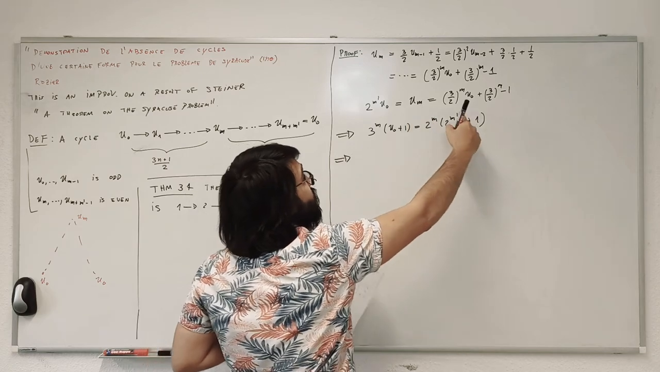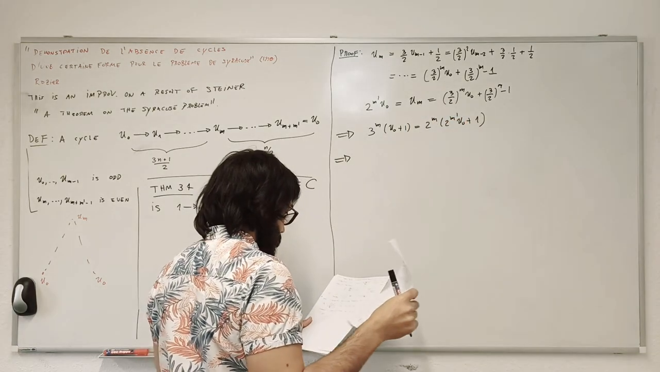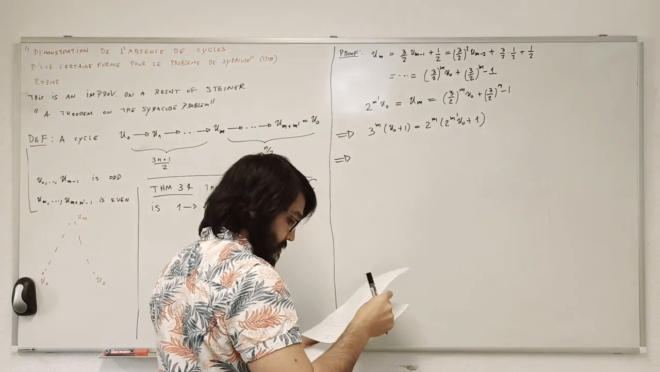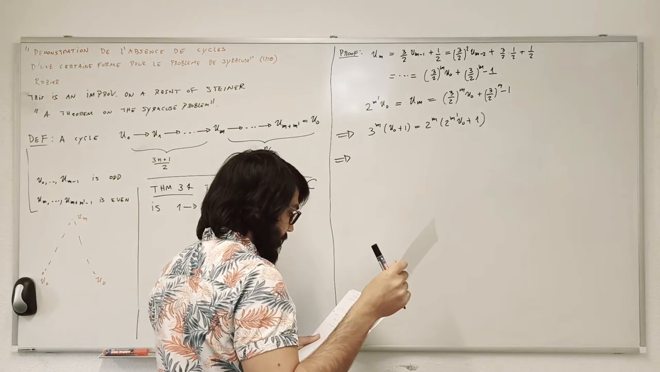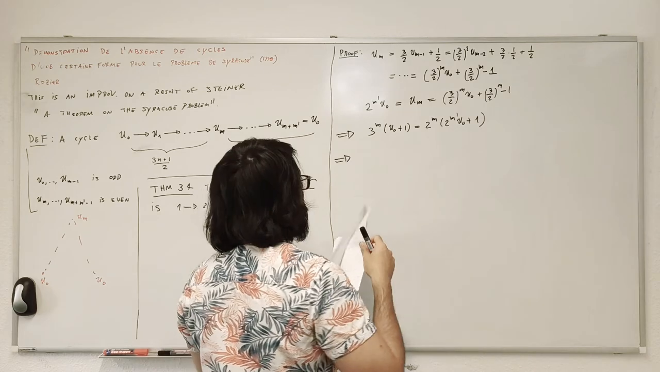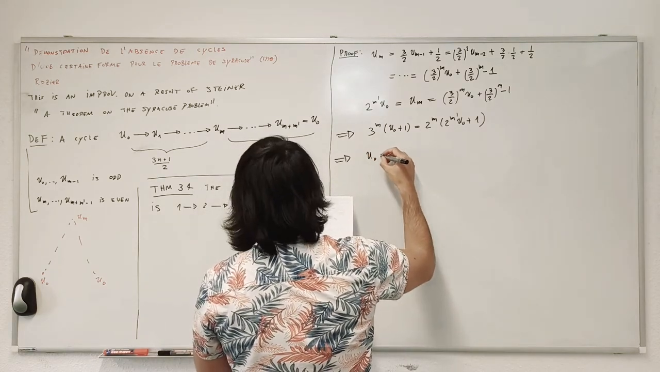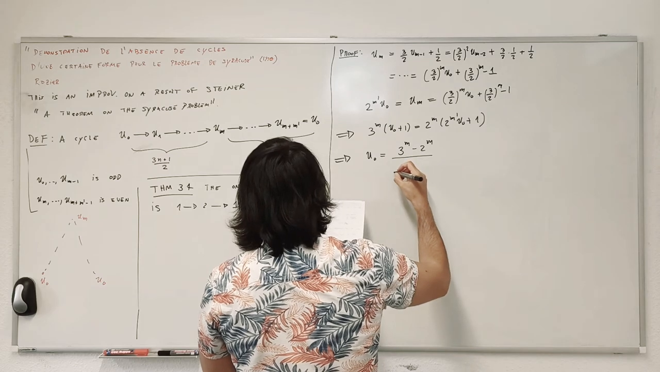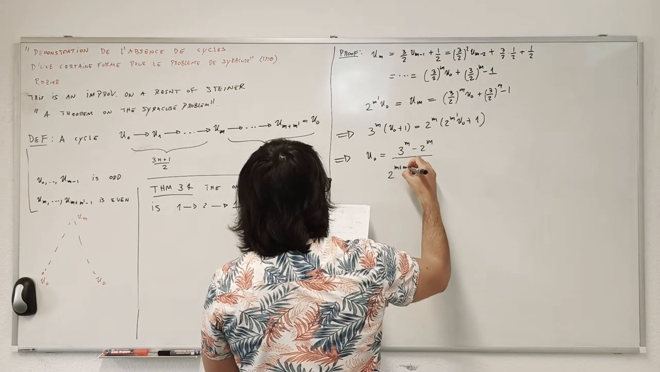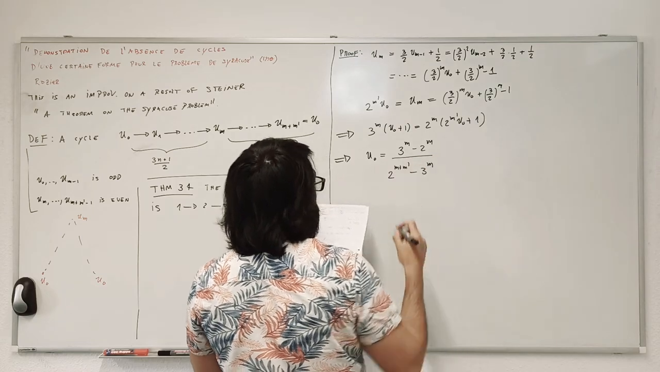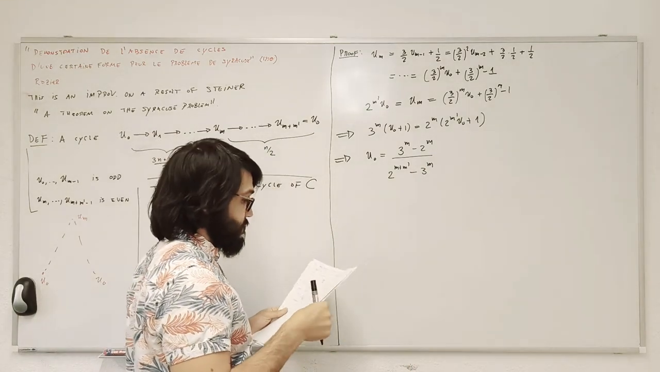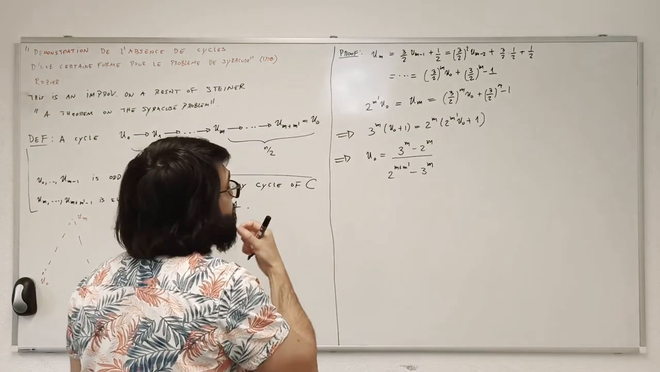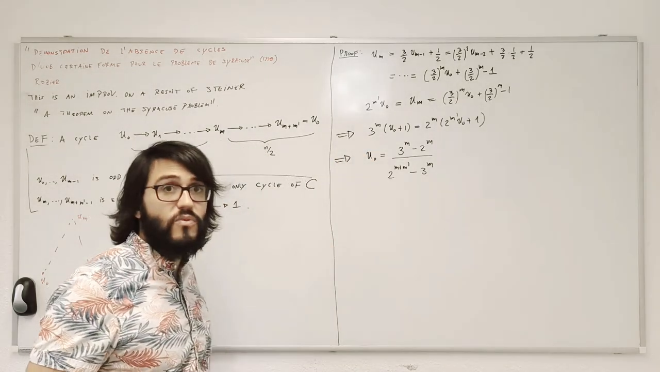And the other way is just solving for u naught. So if you solve for u naught, what do you get? Yes. If you solve for u naught, what you get is 3 to the m minus 2 to the m divided by 2 to the m plus m prime minus 3 to the m. Okay. That's what happens if you solve for u naught. Okay. So from this first one, let us deduce some inequality.